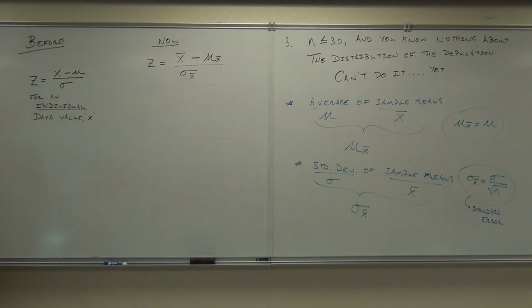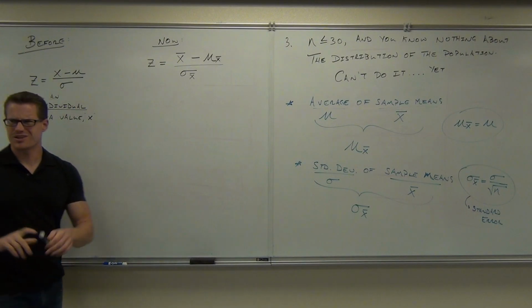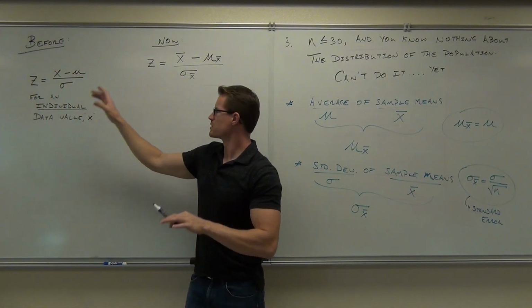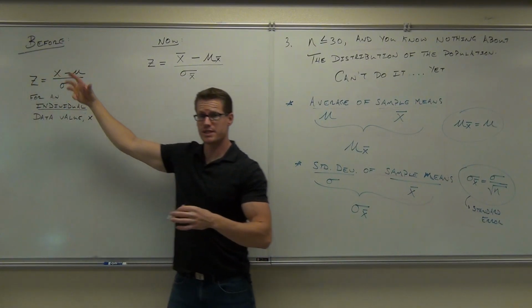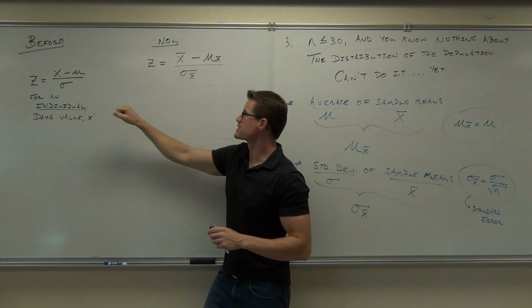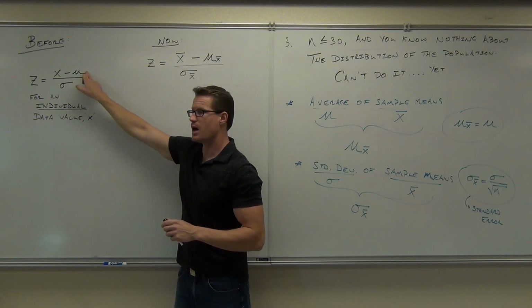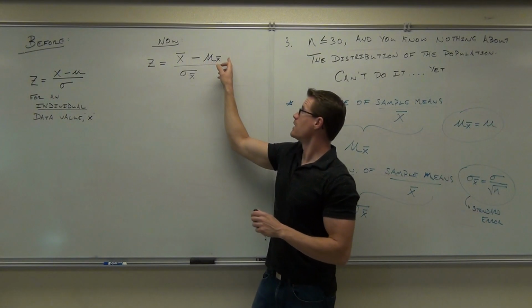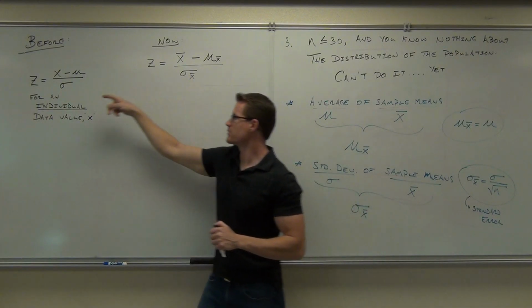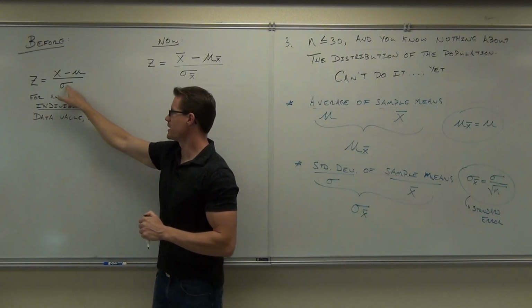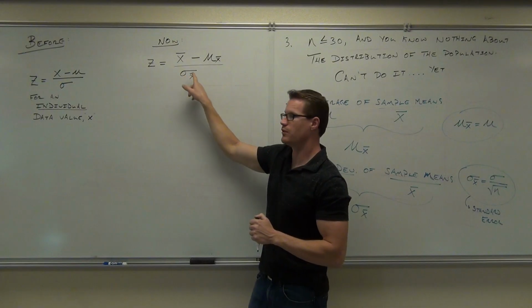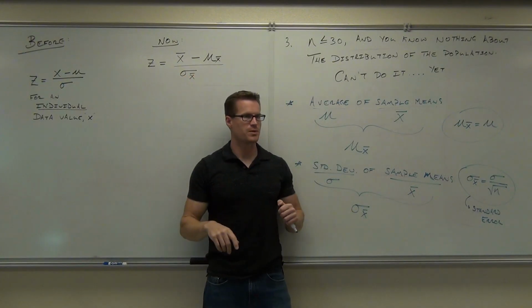Are you guys okay with the transition here? So instead of individual data values, we're dealing with an average of our sample. Instead of a population mean, I'm dealing with a mean of all of my samples. Instead of dealing with a standard deviation of my population, I'm dealing with a standard deviation of all of my samples. Do you follow me up here so far?